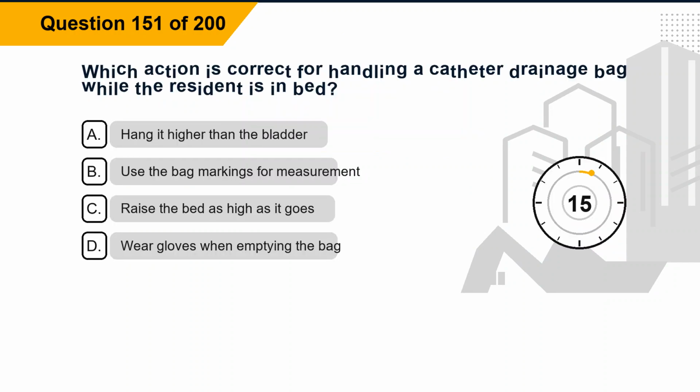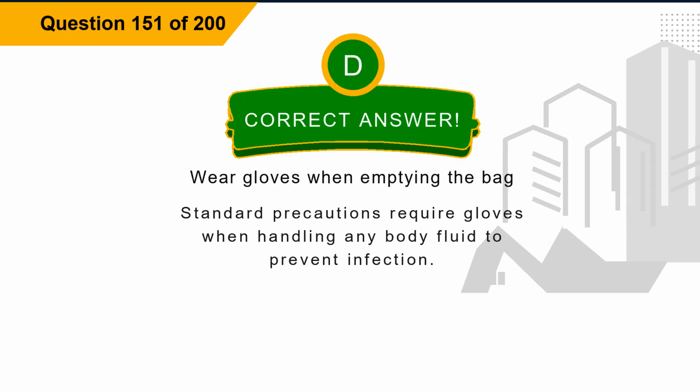Question 151. Which action is correct for handling a catheter drainage bag while the resident is in bed? Option A, hang it higher than the bladder. Option B, use the bag markings for measurement. Option C, raise the bed as high as it goes. Option D, wear gloves when emptying the bag. The correct answer is option D, wear gloves when emptying the bag. Explanation. Standard precautions require gloves when handling any body fluid to prevent infection.